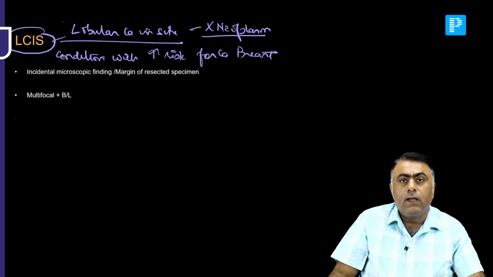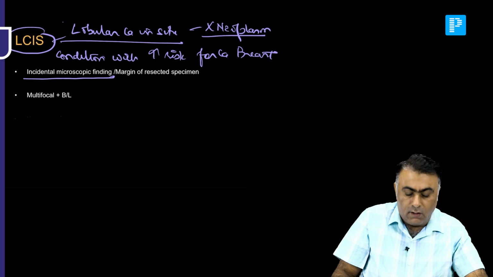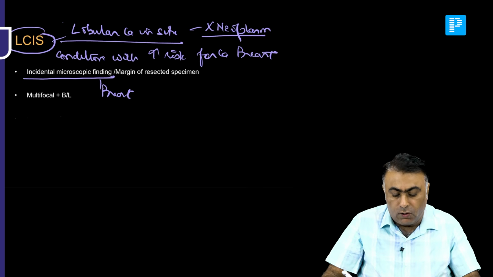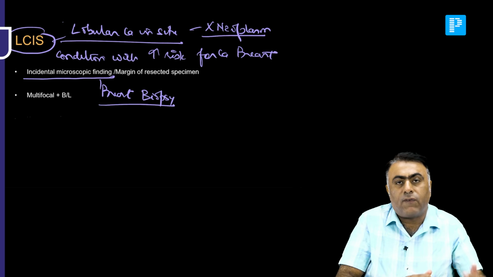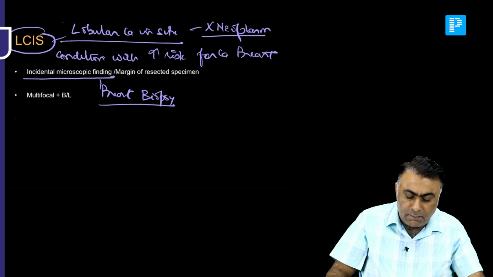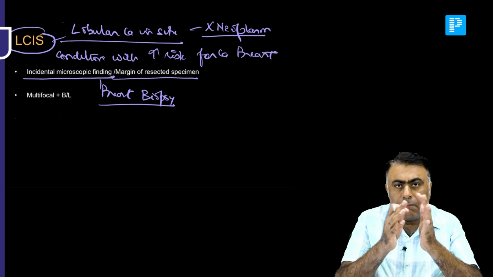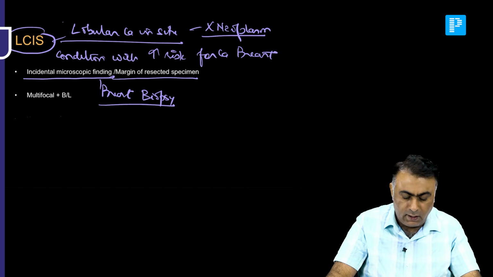And how is it discovered? It is usually discovered as an incidental microscopic finding on a breast biopsy being done for some other indication. So you're doing a breast biopsy for some other indication, there you may incidentally find a lobular carcinoma in situ, or it may be found at the resected margin of a specimen. When you have removed a lump and at the margin of the resected specimen, you find a focus of lobular carcinoma in situ.